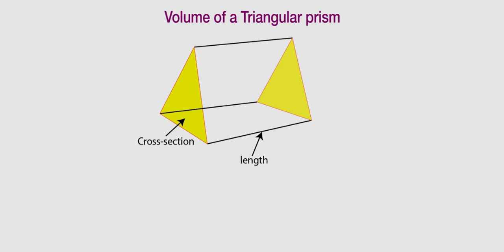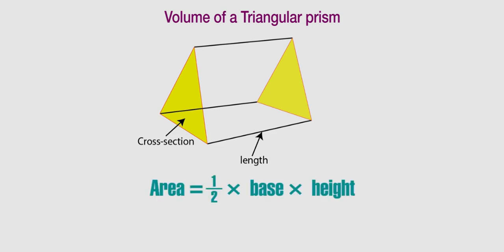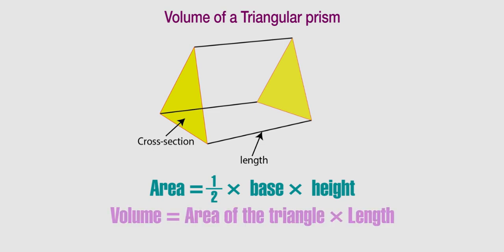We have a triangular prism, as you can see. The cross section, which is the base, is a triangle. And we have the length. So in finding the volume of this prism, we use the area and we multiply by the height. The area of a triangle is given by area equals half base multiplied by the height. Therefore, the volume of the triangular prism is given by volume equals area of triangle multiplied by the length.